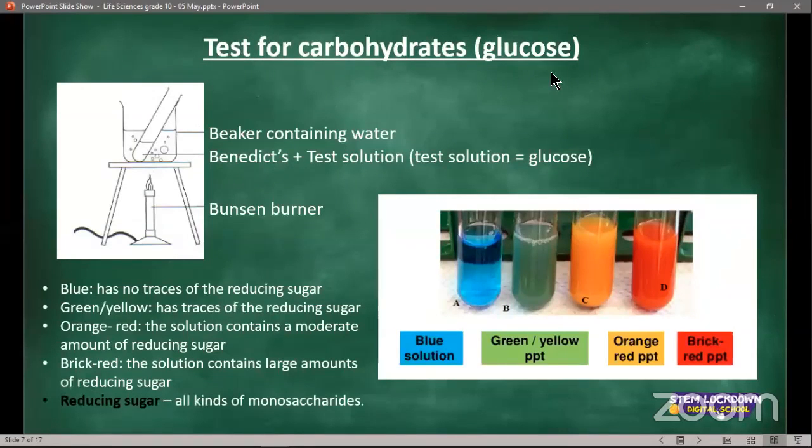And now testing for the presence of glucose, that is your monosaccharides. We are testing for the presence of sugars: your glucose, your fructose, your lactose. For your materials, we have a test tube, a beaker with water, a Bunsen burner, Benedict solution, and your test solution. The test solution can be your glucose. We're going to have your beaker with water, and the water is boiling.